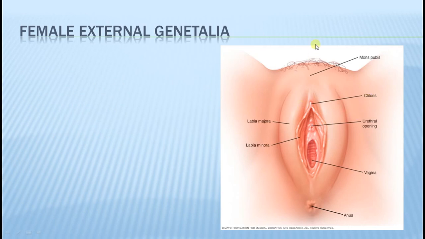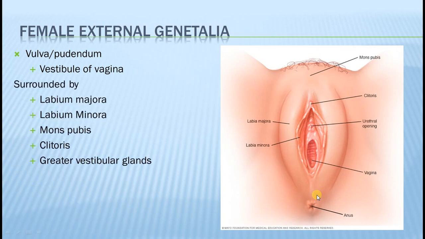Finally, coming to the female external genitalia, it is called the vulva or pudendum. Mainly, this opening is the vestibule of the vagina. The vestibule or vaginal opening is surrounded by the labium majus, then you have the labium minus. The labia majora unite above and form a raised area called the mons pubis, which has coarse hairs, and deep to the skin you have fat. Then the clitoris and the greater vestibular glands.